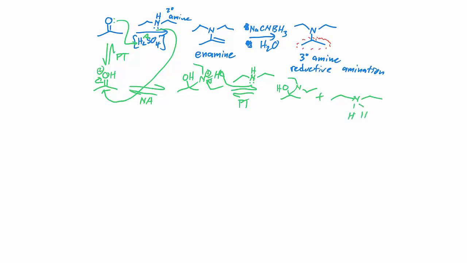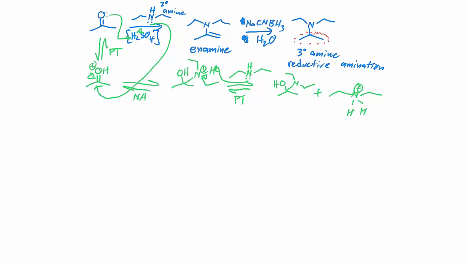Now I have a protonated secondary amine, and just like I did with the imine, I can protonate the OH group, making a better leaving group. And just like I did with the imine formation, I can kick off that better leaving group using the lone pair on the adjacent nitrogen. That's a loss of leaving group.